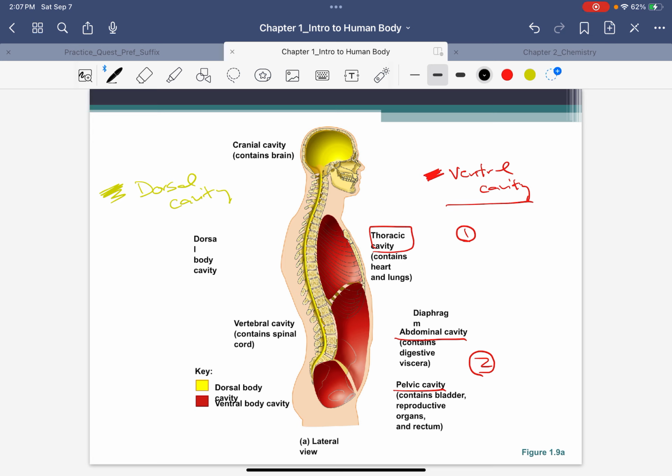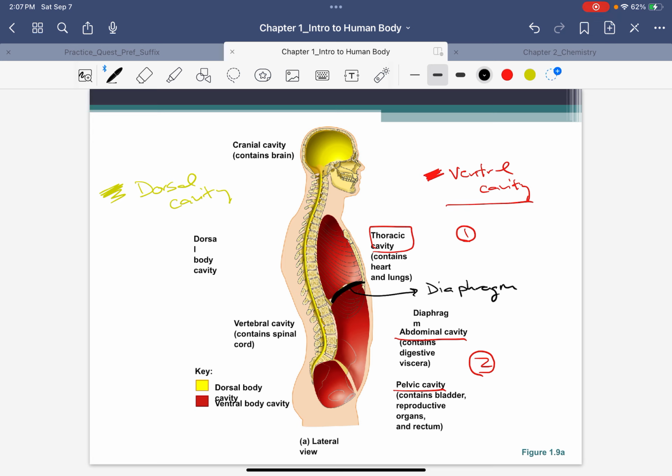I want to point out one last thing on the ventral cavity, and that is the diaphragm. So the diaphragm is this respiratory muscle, and the diaphragm separates the thoracic subdivision from the abdominopelvic subdivision. Cool.